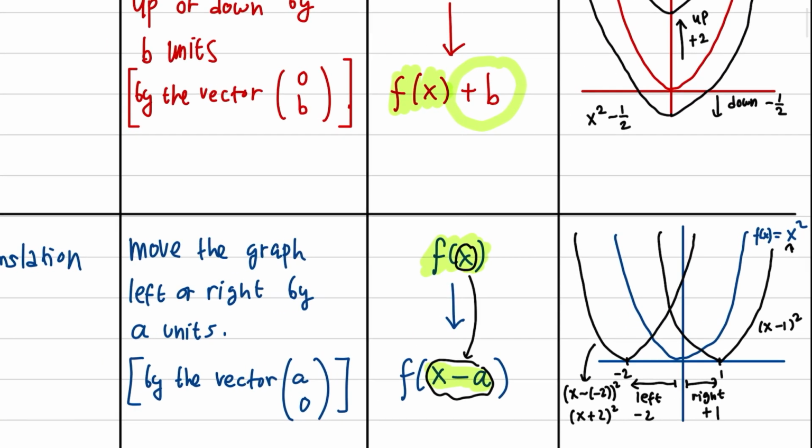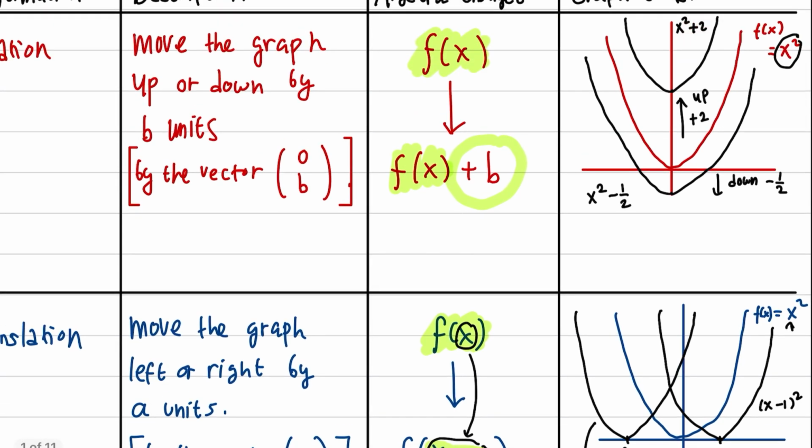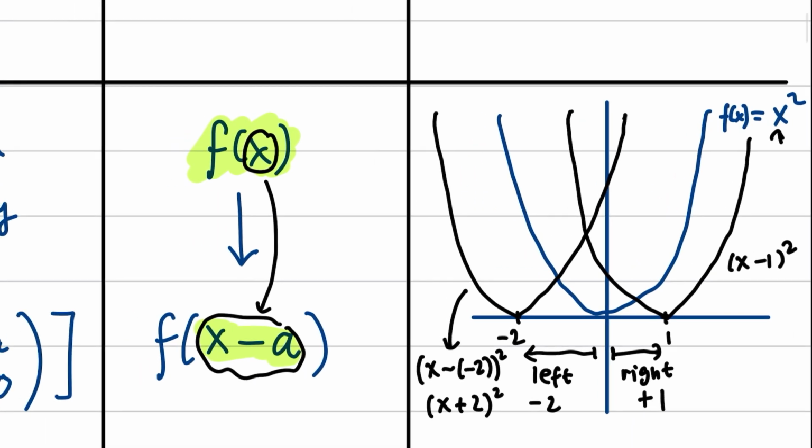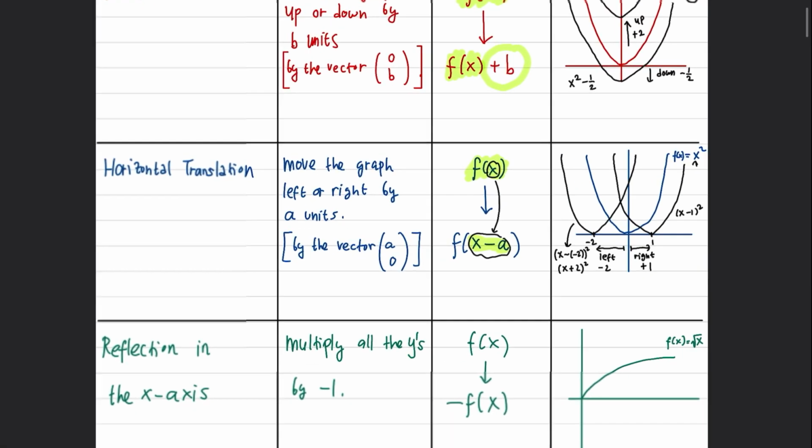So the vertical, you move it up, you plus the function with 2, you move it down, you minus with half, for example. But in horizontal, if you subtract your x with a value, means that we move it to the right. We do the opposite. And then if it is to the left by 2 units, that means we plus by 2. Plus means to the left. So be careful with the algebra operation in horizontal.